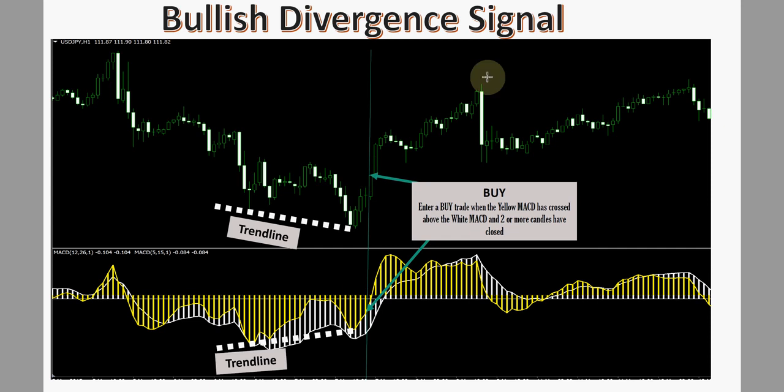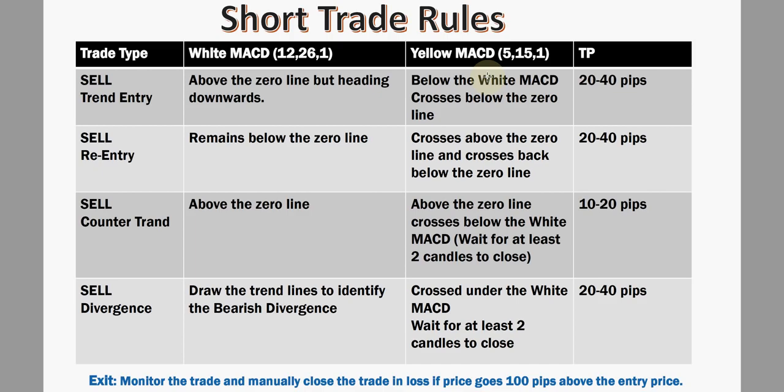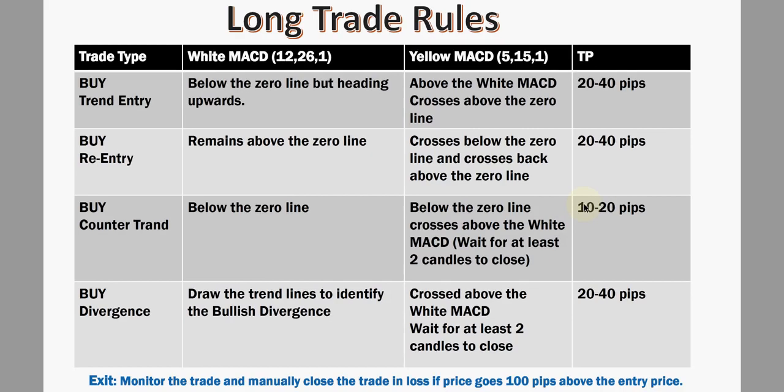Okay, now I know there are so many rules that we have talked about, so to make life easy for everybody, here is the table of the rules. These are all the sell trade rules. Take profit for all of them is 20 to 40 pips. I would say 40 pips, except the counter trend strategy, the counter trend signal, for which I only recommend 10 pips. And the same thing applies to the long trade rules.